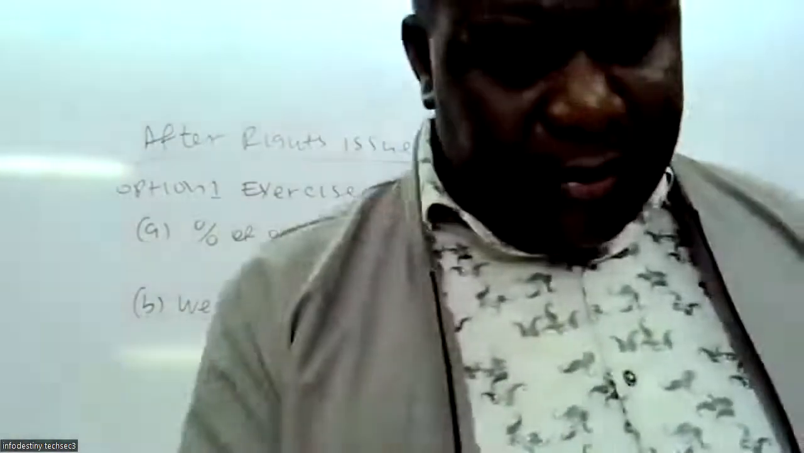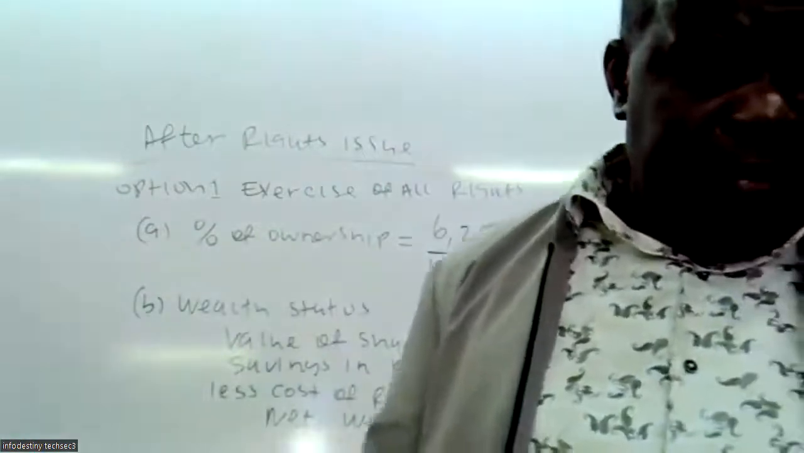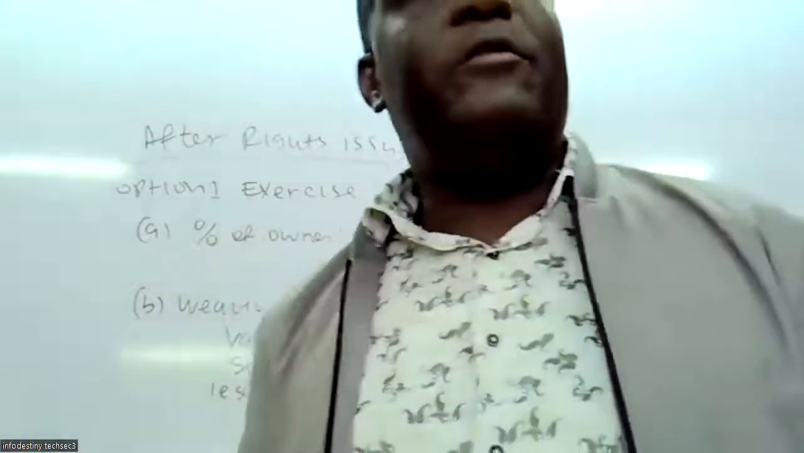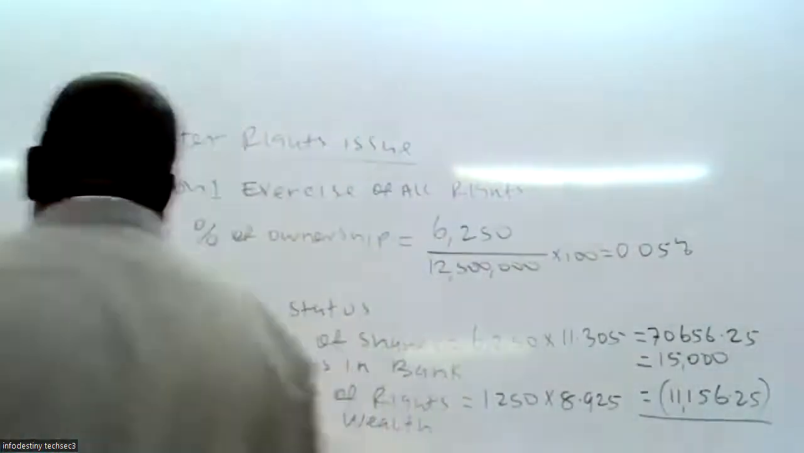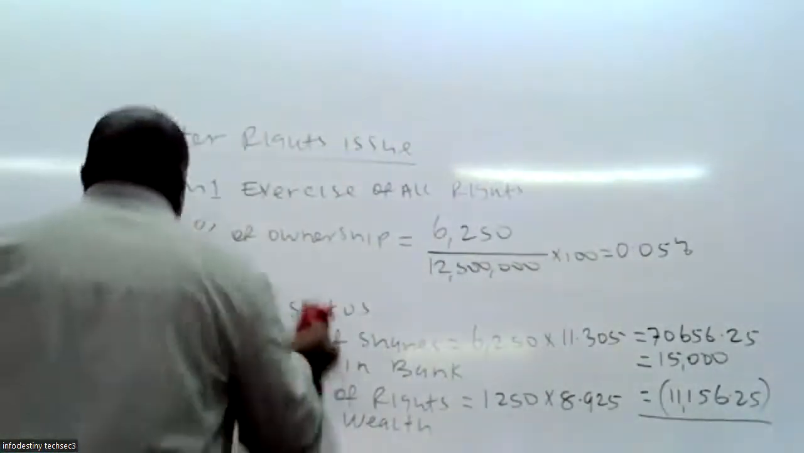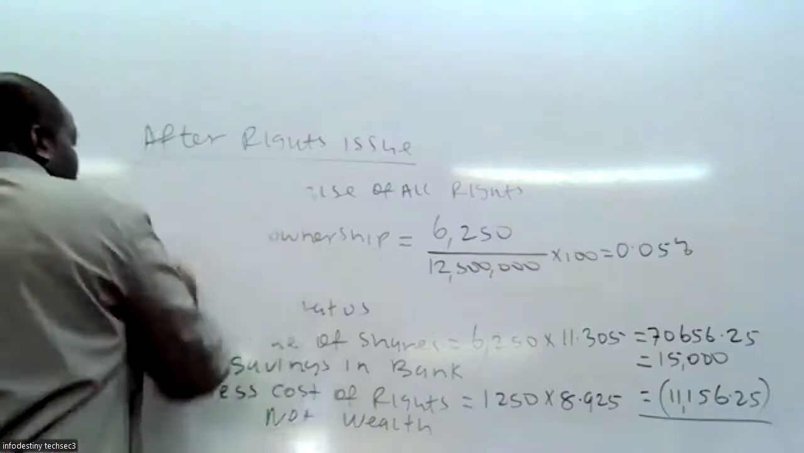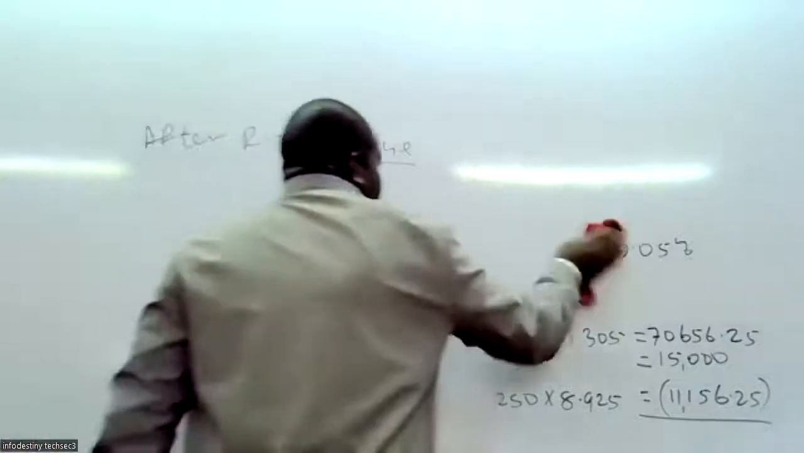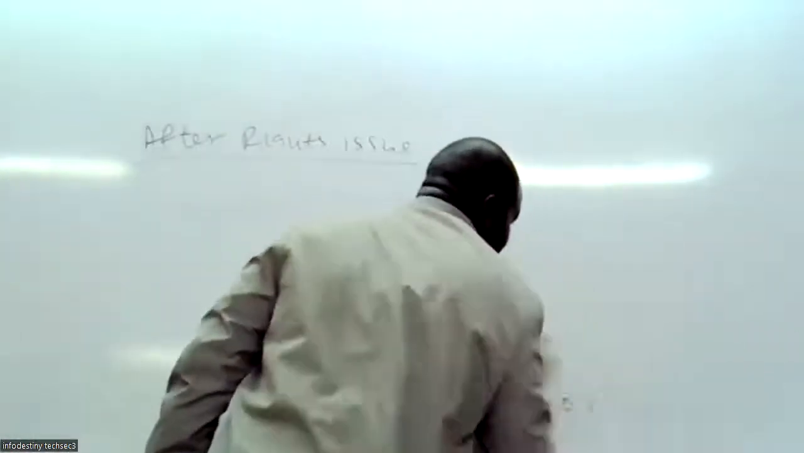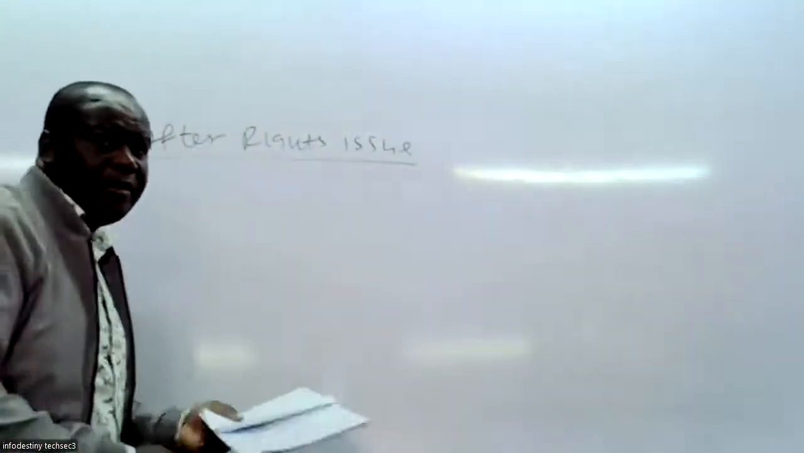So we go to the second option, which is now sale of his rights. We go to option 2, which is meant to be sale of the rights. We now go to option 2.